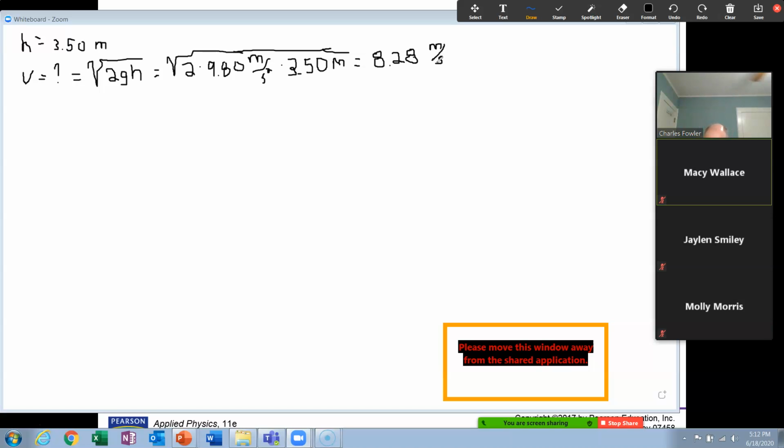It said, what is its velocity as it hits the pile? And they got 8.28 meters per second. Perfect.